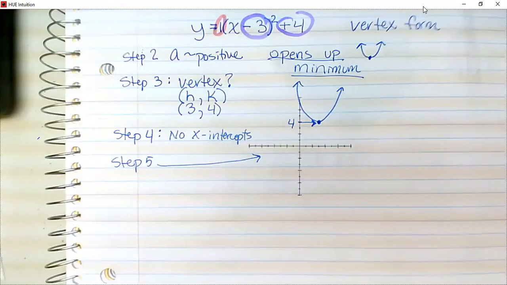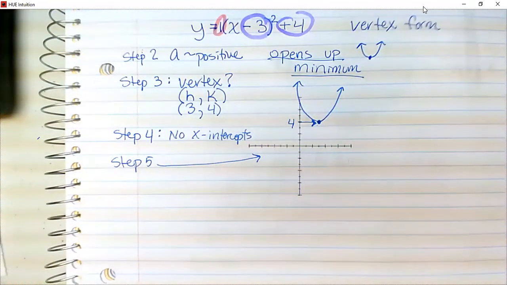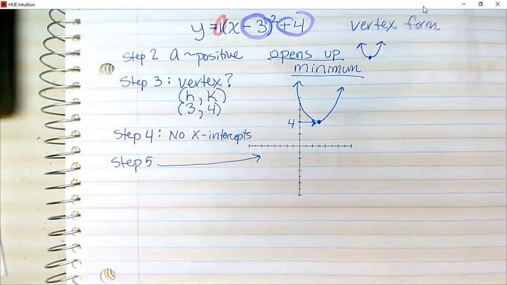From there, we're going to do a couple of practice problems that are located at the top of page 473. So click on the next video when you are ready.